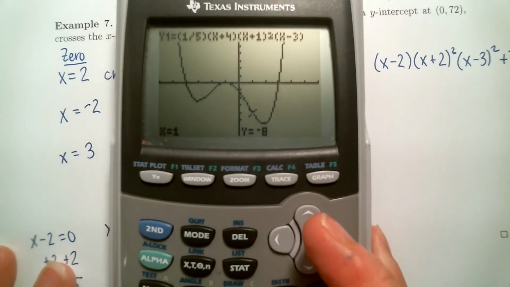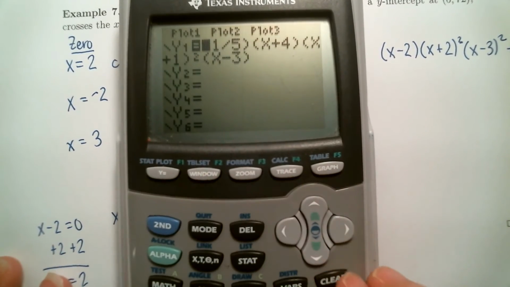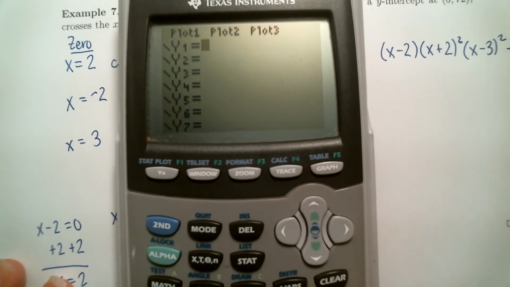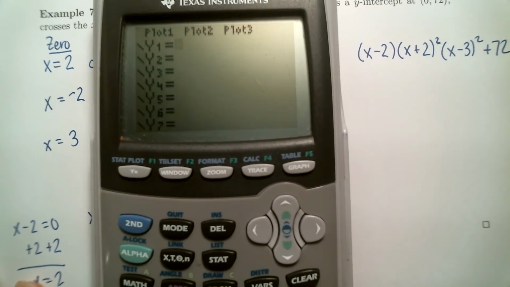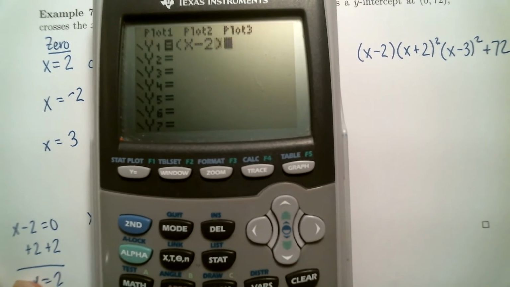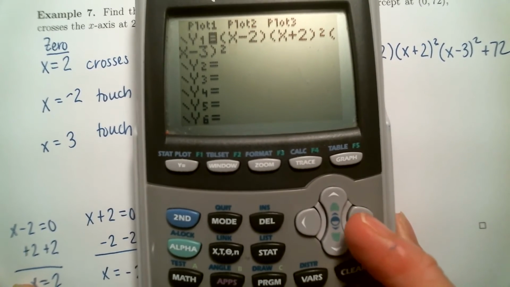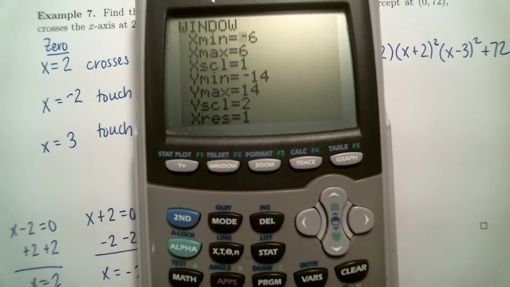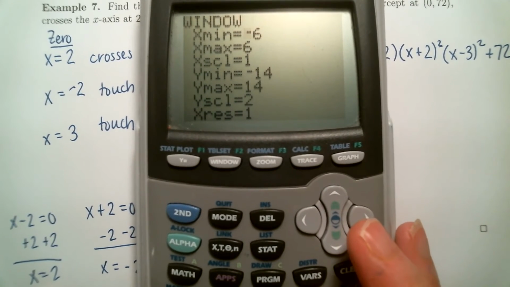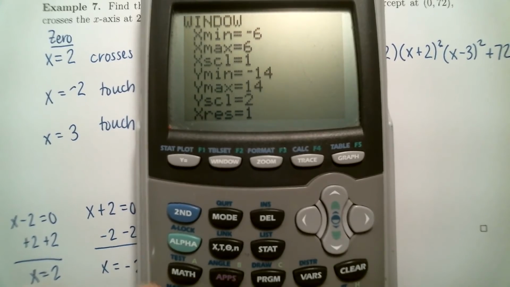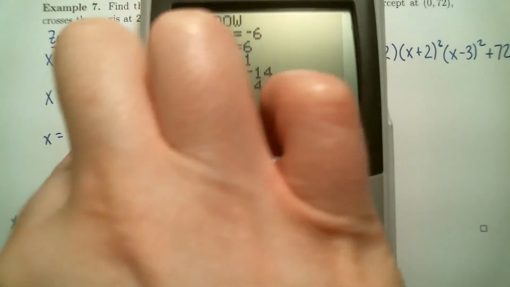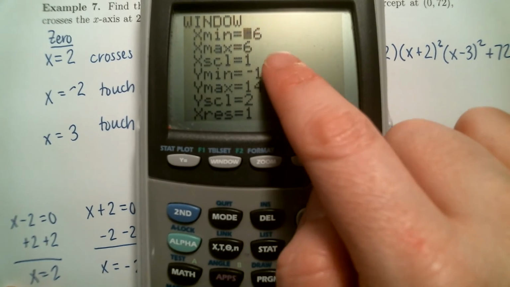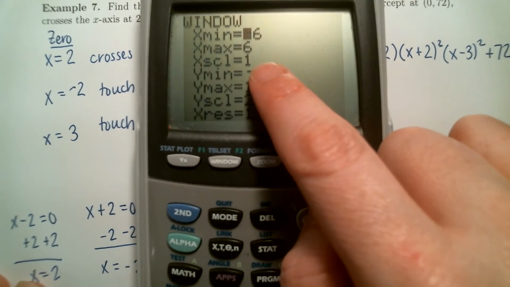So look at the calculator. Here's example 6, so let's get rid of that. Let's type in what we know. We built this first part, so x minus 2 times x plus 2 squared times x minus 3 squared. I'm not worried about the 72 just yet. Look at the window I had initially. We're going to need much bigger y values. Our x-intercepts are around these numbers, so I will keep my x scale small, from -6 to 6, and put a tick mark every 1 unit.